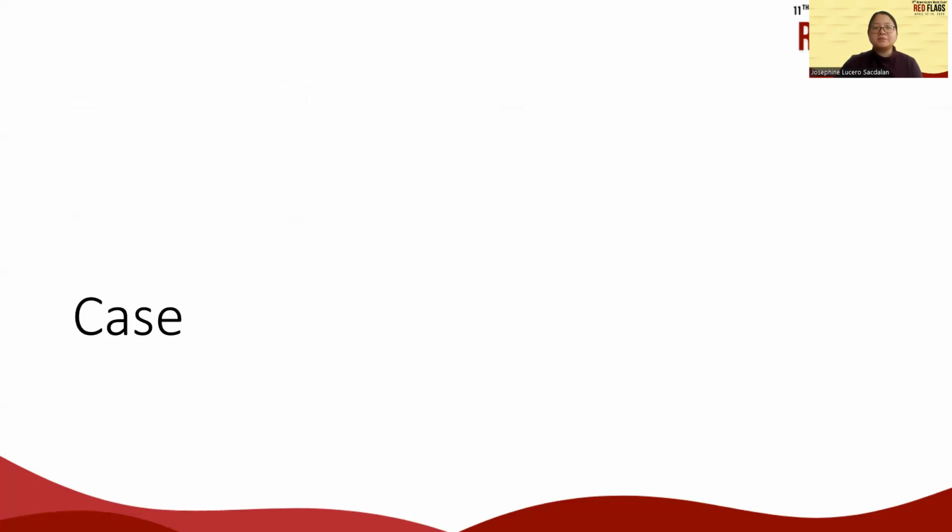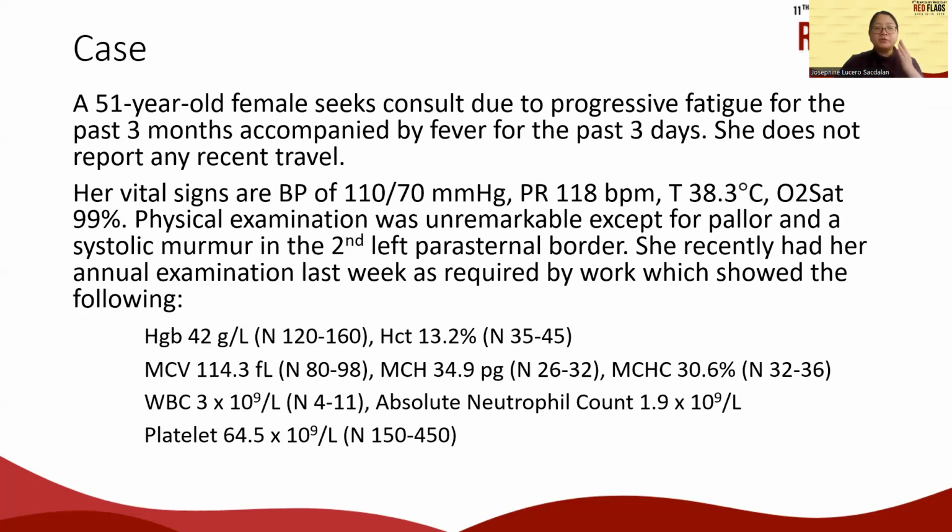Let's discuss a case. A 51-year-old female seeks consult due to progressive fatigue for the past 3 months, accompanied by fever for the past 3 days. She does not report any recent travel. Her vital signs show blood pressure of 110/70, pulse rate of 118, temperature of 38.3, and saturation of 99% on room air. Physical examination was unremarkable except for pallor and a systolic murmur at the second left parasternal border.